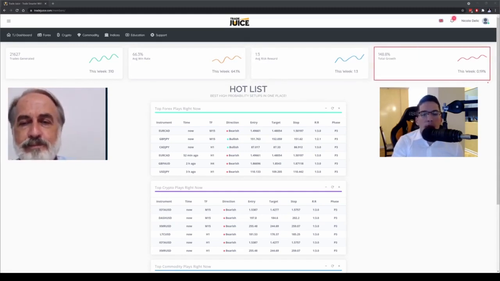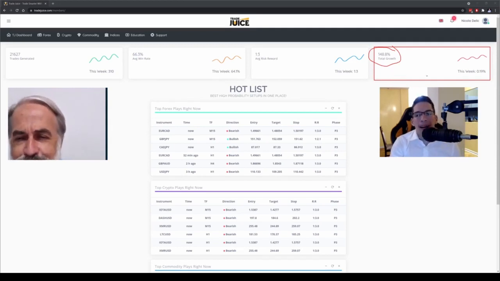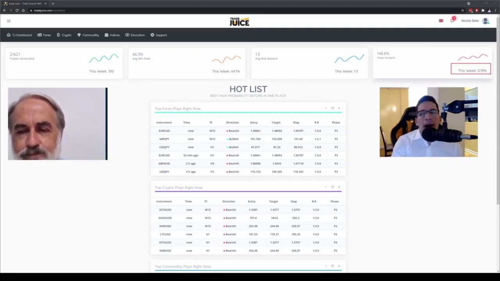And the final part is the total growth. So all the trades that we took, it's over 148% in profit, for over a year period. I'm more than happy considering the risk that we are using, because it's all been trading on my personal savings account, better to say retirement account. So I'm more than happy about that. And this week alone, we are up 0.20%.